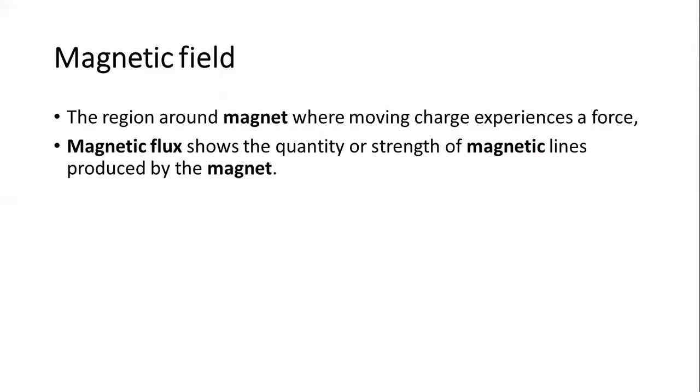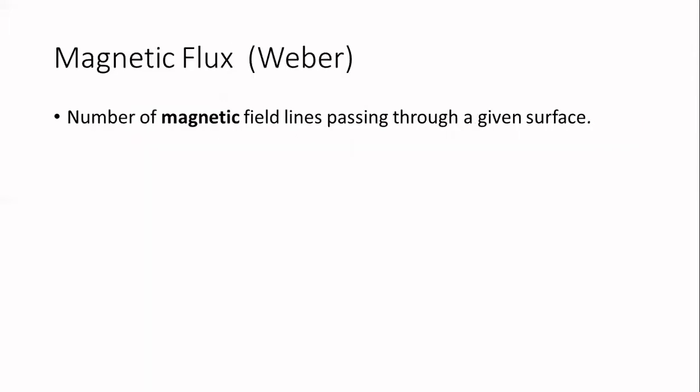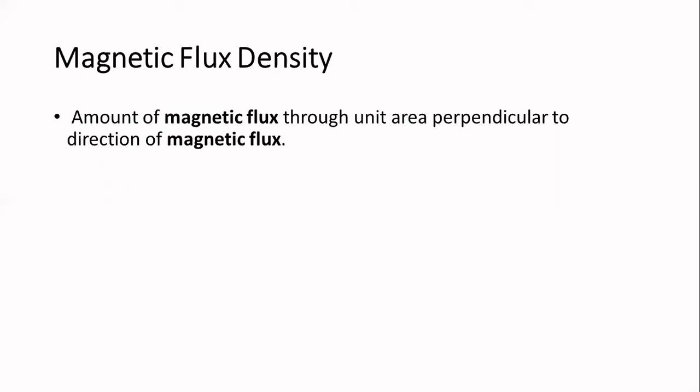Magnetic flux is generally the number of magnetic field lines passing through a given surface, and it is measured in terms of Weber. And the number of magnetic lines passing perpendicularly through a unit area is what is called magnetic flux density.